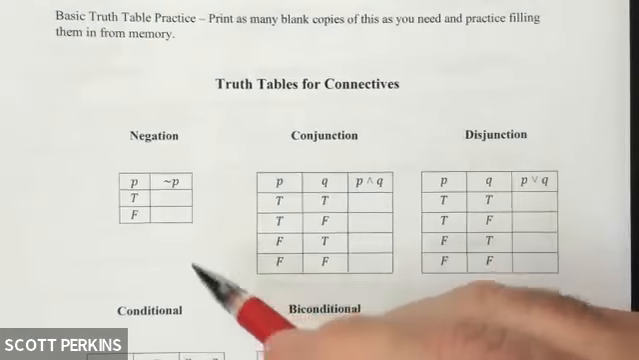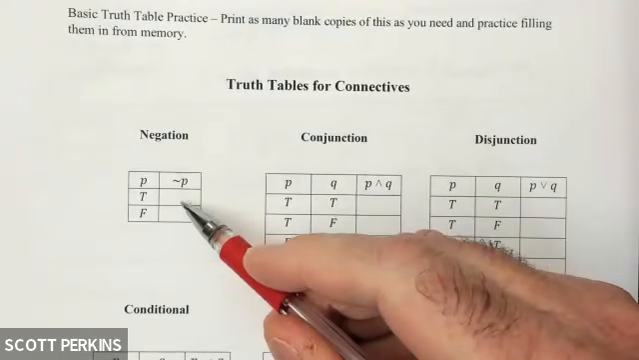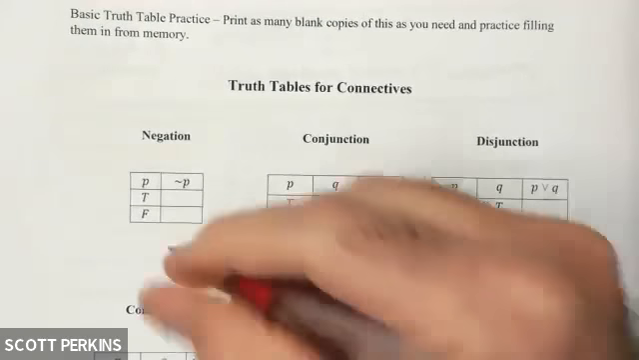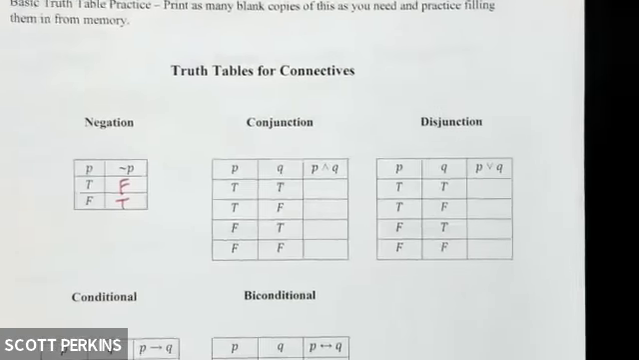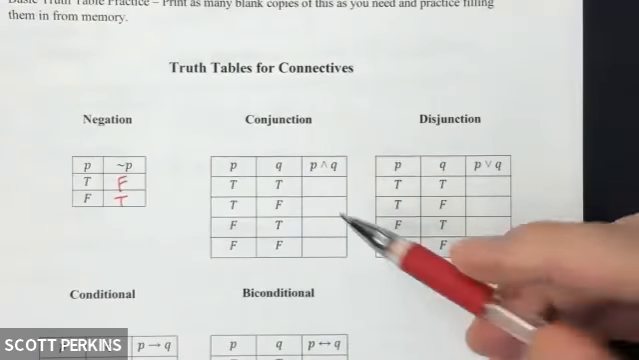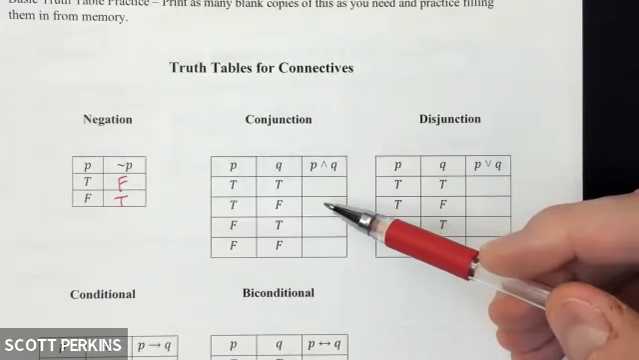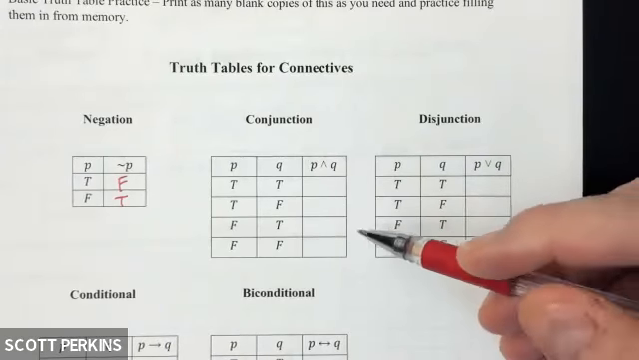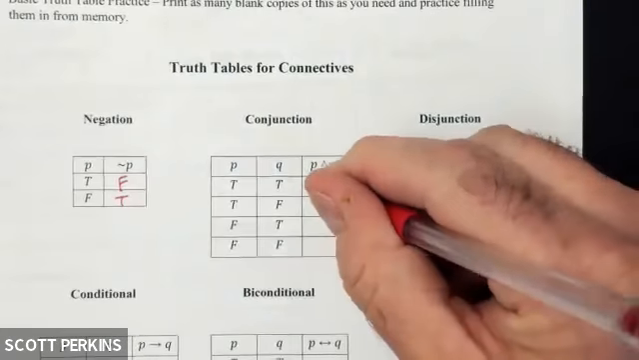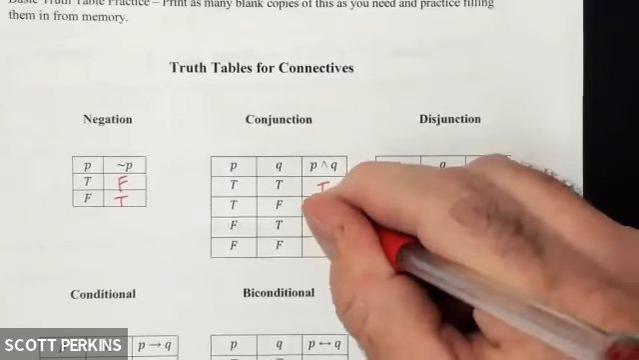Everybody remind me, the negation. When I negate a statement, what happens to the truth values? Perfect, flips, becomes false and true. Perfection, great. We're one for one. The conjunction is the and statement. When I go and evaluate the and statement, when is the and statement true? Both are true. So only this first one's true. The rest are all false.